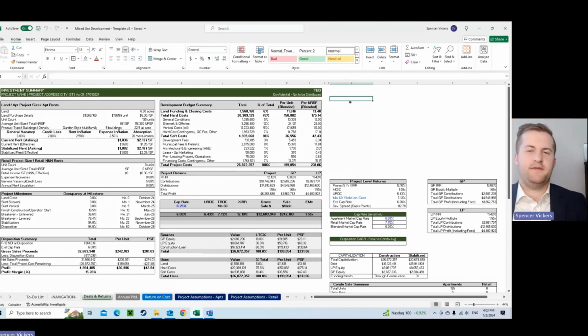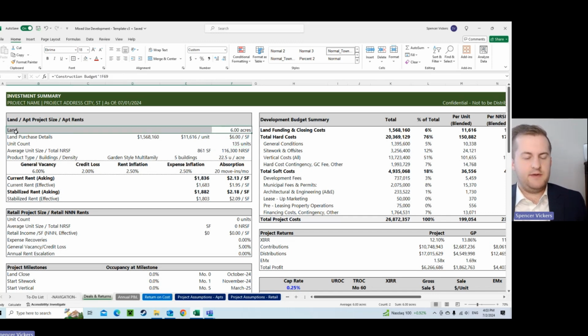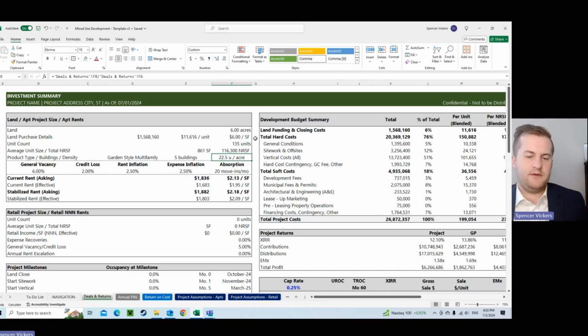I wanted to walk through a development project, specifically a garden-style multifamily development project. This particular project that we're looking at here is 135 units, average size 861 square feet per unit. Total square footage is 116,300, split across 5 buildings, again 135 units. Looking at doing it on about 6 acres, so that's an average density of about 22.5 units per acre.